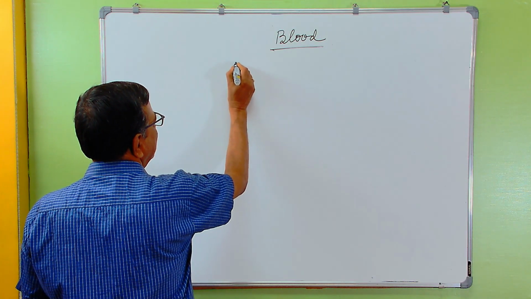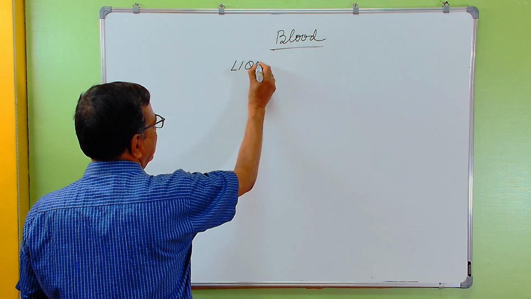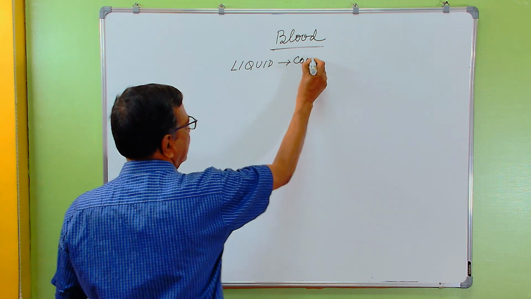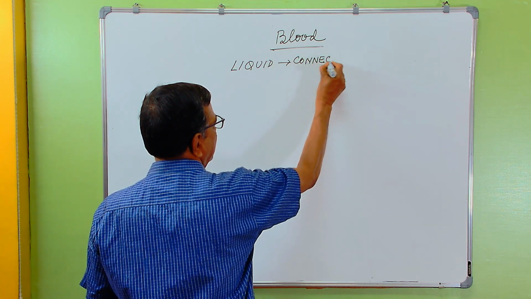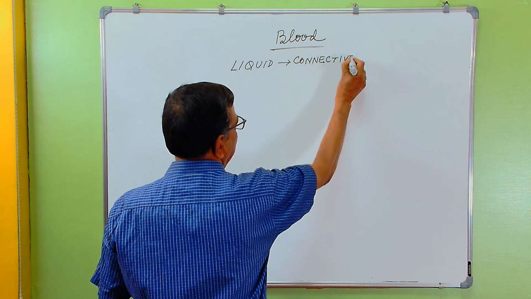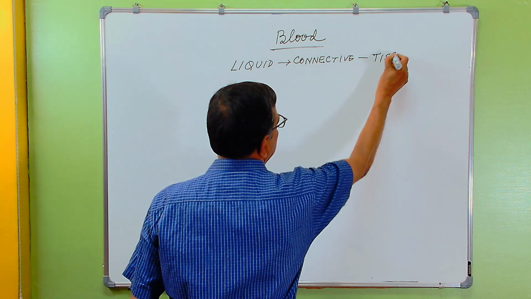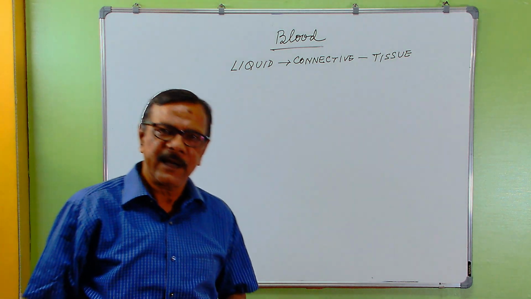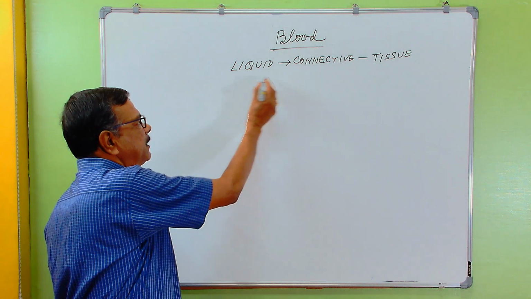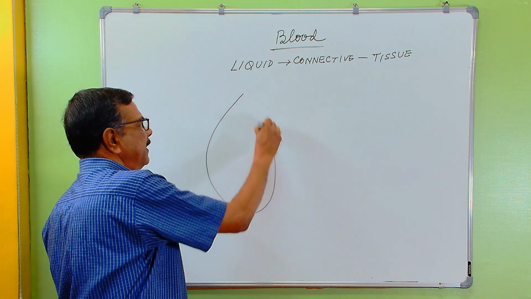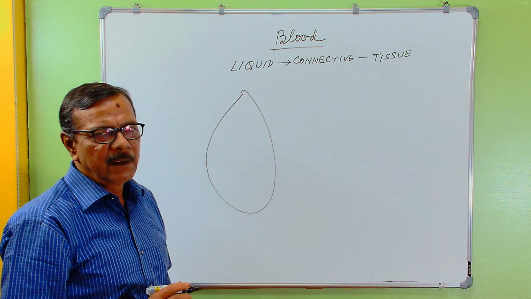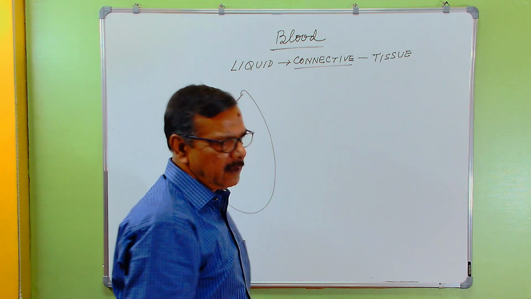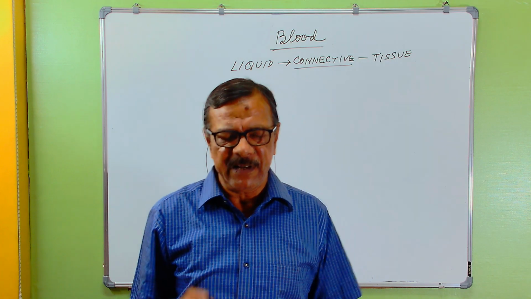Blood is a liquid connective tissue. So blood is a liquid, it is liquid in nature. Here this is blood, this is liquid. Connective tissue because it connects the different cells of an organism, different living cells.